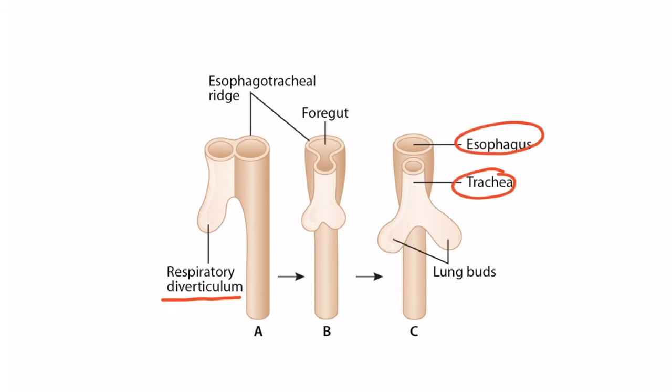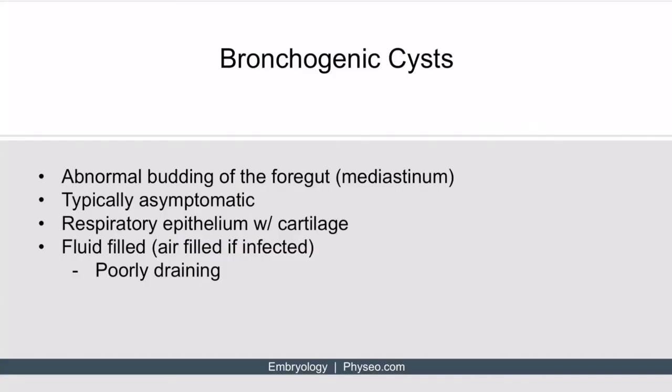But there's another problem that can occur during lung development. In fact, there's these little cysts that can form and bud off of the foregut. These are called bronchogenic cysts. These occur as a result of abnormal budding of the foregut. They are usually found along the mediastinum because they bud off of the foregut just like the lung bud, the respiratory diverticulum. The condition is typically asymptomatic, and the cysts are usually filled with respiratory epithelium and cartilage.